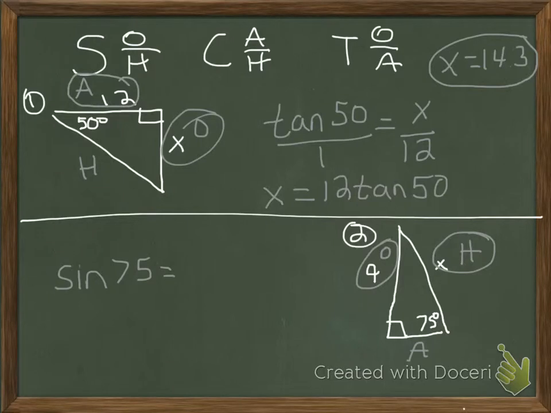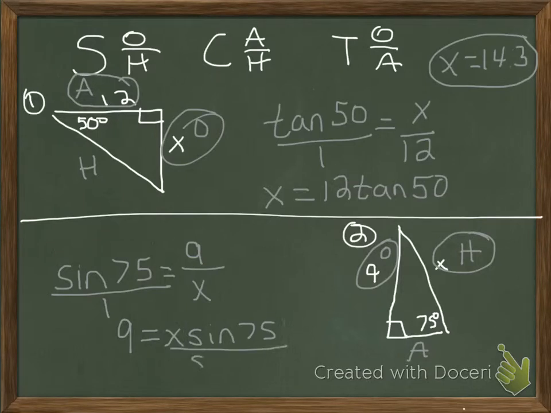So sine 75 equals the opposite, which is 9, over the hypotenuse, which is x. I'm going to write sine of 75 over 1, and I'm going to cross multiply. I get 9 equals x sine 75. I've got to get x by itself, so I'm going to divide both sides by sine 75. Put that into the calculator. 9 divided by sine 75 gives me, those canceled out, so it gives me 9.32 equals x.